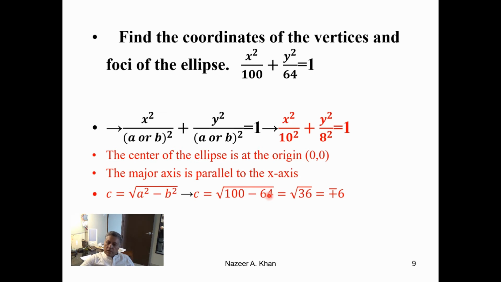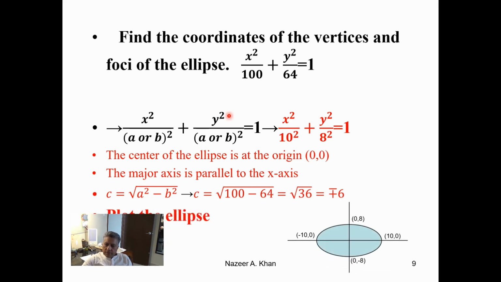A squared minus b squared will give you root of 36, which is plus or minus 6. So we have all of the parts that we need to actually go and plot this up, and let's see if I've done the plot for it. Yes, I have. We have, like I mentioned, plus or minus 10 along the x-axis, which is the major axis, and the vertices are located there.